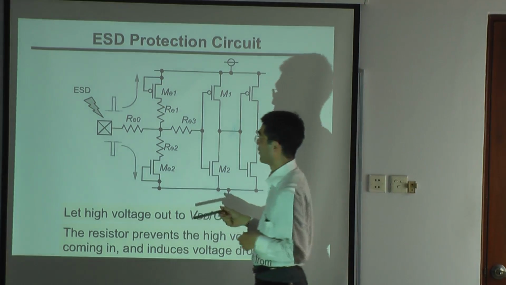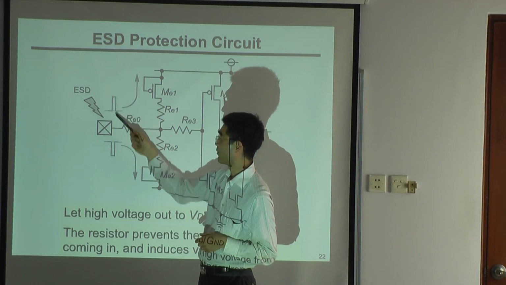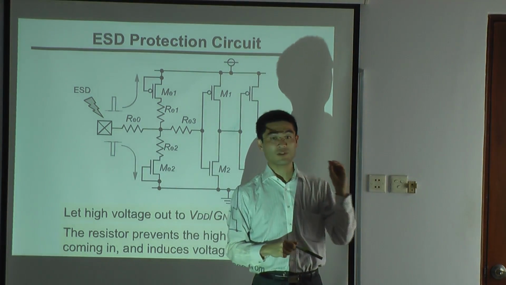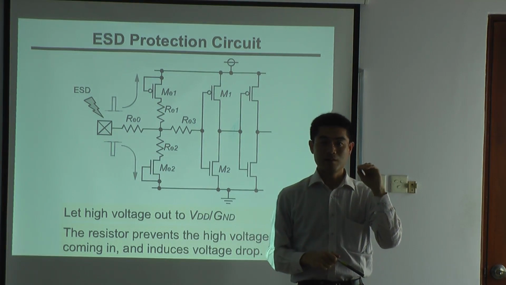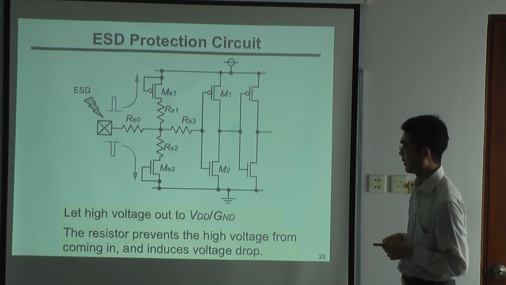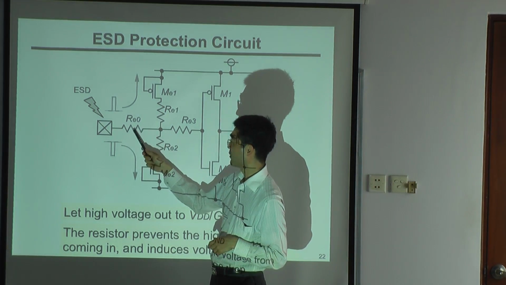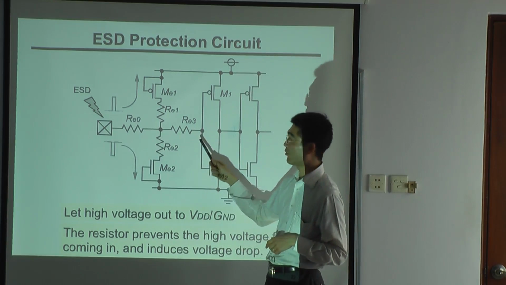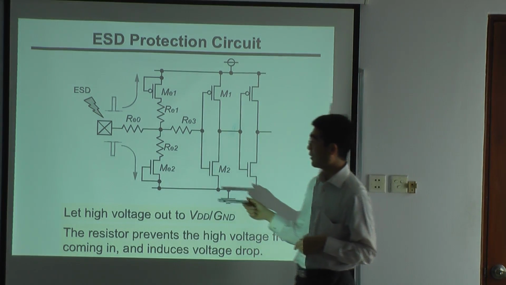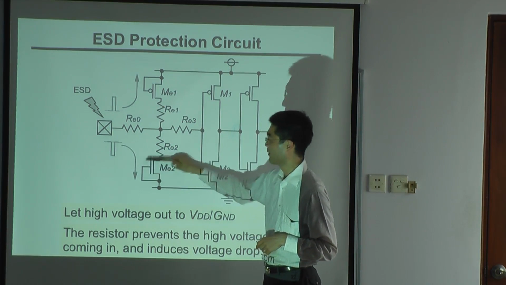And this resistance. So this is high voltage. Once it goes through the resistance, it has a voltage drop, and high voltage is not applied inside. So we put this resistance and this resistance to protect the inside of the circuit, and also these resistances will protect these diodes.